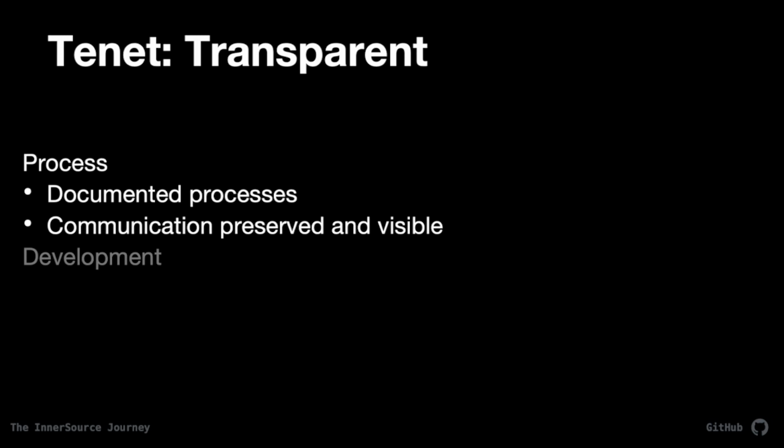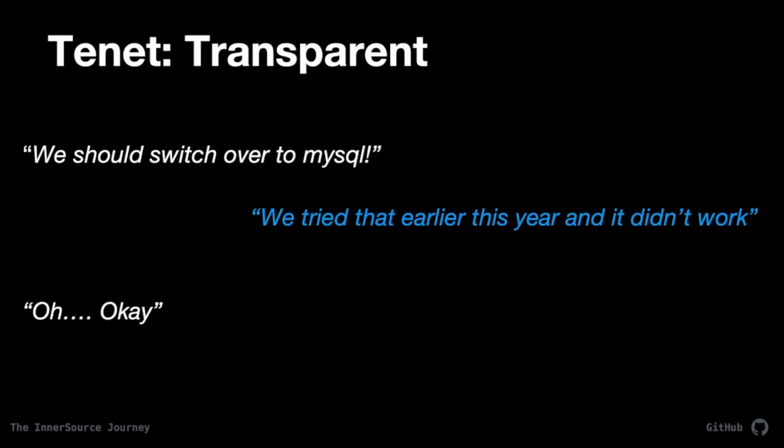Transparent. You want to ensure that the process as well as the product is visible. Being able to see the description of how something like a deployment process works is great. This is valid documentation beyond just explaining what a function does, but the communication about how a feature was made, that's important too.